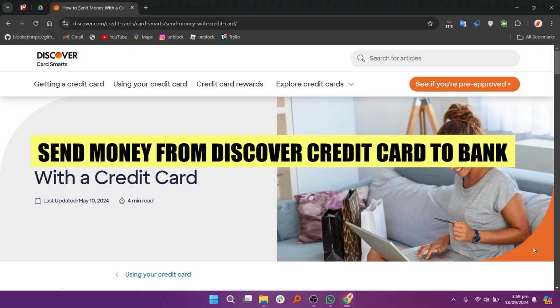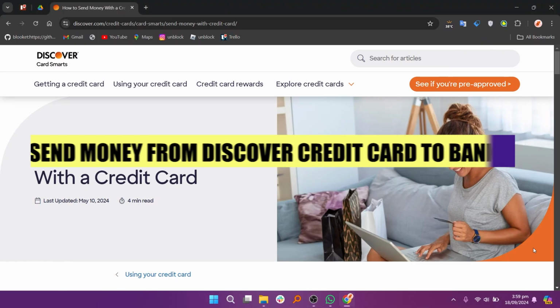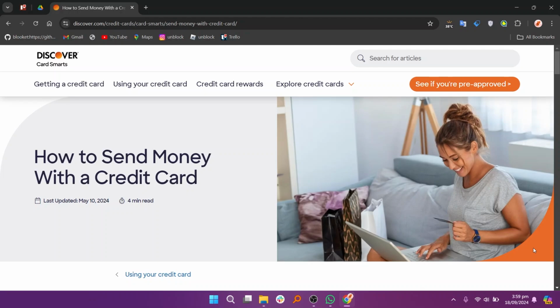How to send money from a Discover credit card to a bank account. I'm going to show you how you can easily send money from a Discover credit card to a bank account.